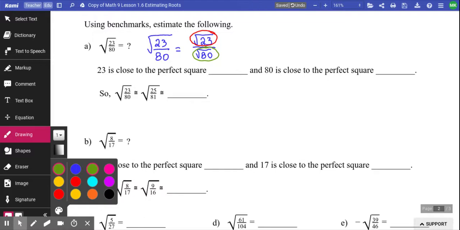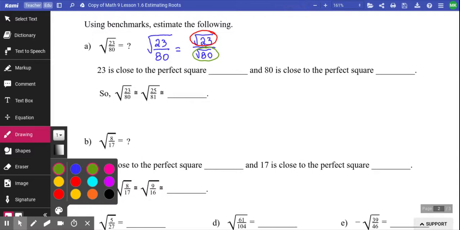You're going to do the top and you're going to do the bottom. Kind of like when we were multiplying with exponents, right? Multiply the tops, multiply the bottoms. For this, square root the top, square root the bottom. And you're just estimating. You're not actually calculating. So if I wanted the square root of 23, 23 is really close to 25. It's a little bit less. So instead of it being 5, it should be a little bit less.